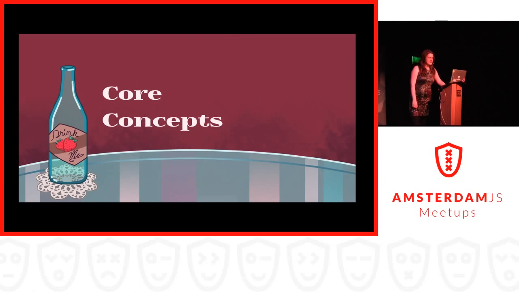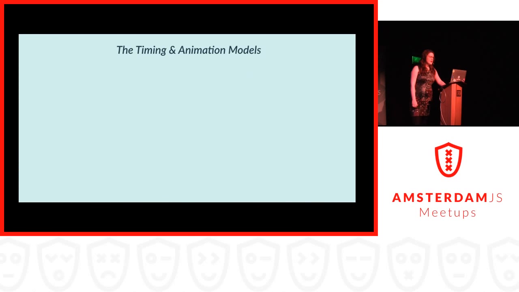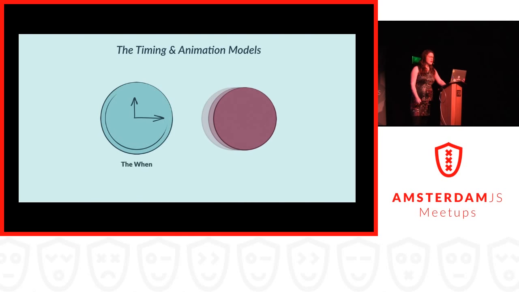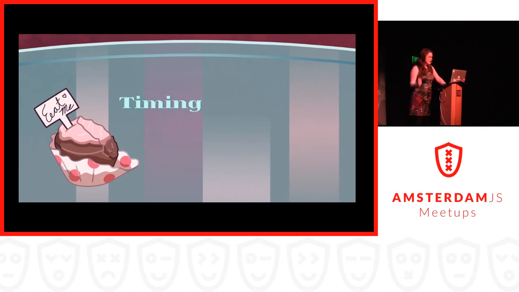So here are some core concepts. The Web Animations API is based on 2 models. It's got a timing model and an animation model, or I like to think of them as the when, as in when things are happening, and the what exactly is going down. Let's take a look at the timing model. So the Web Animations API is time-based. Currently, all animations have a duration, or their duration is tied to something like a scroll input. But it has to know where it starts, where it ends, and how long in between.